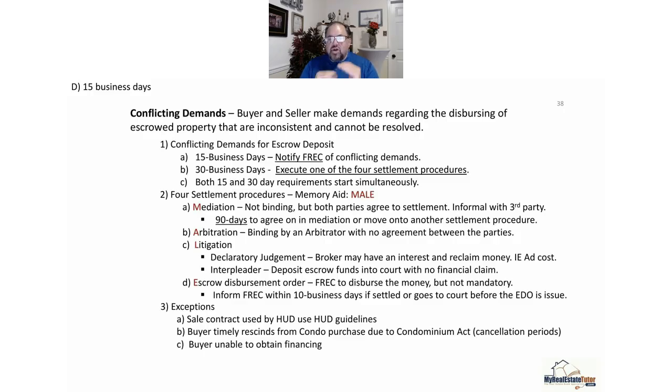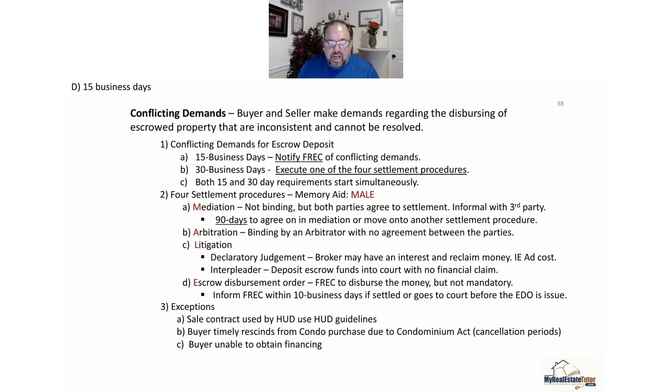Watch this. Make note of this. 1A is 15 business days. The broker must notify FREC of the conflicting demands. In other words, which ones they're going to use. Then under 1B, 30 business days, they have to execute one of the 4 settlement procedures, okay, which is, again, according to law.